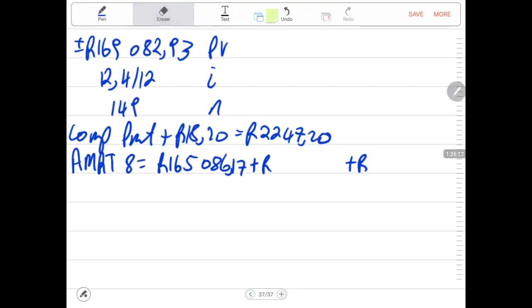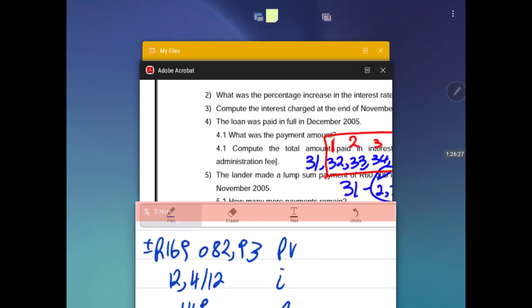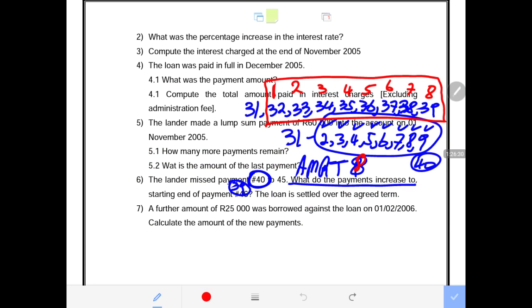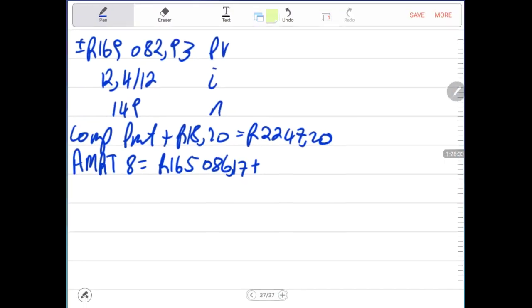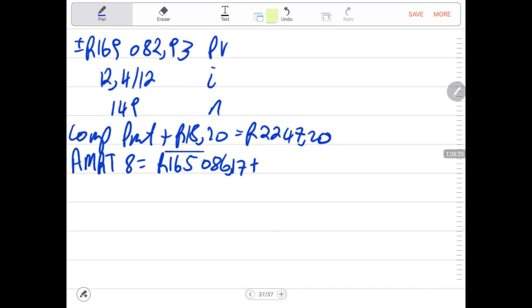We need to accumulate this amount up until the next installment will be taking place, because we know that 40, 41, 42, 43, 44, 45, we missed those payments. So now, meaning we're starting from 40 up to 45 payments were missed. So we can calculate the future value. We take this as the present value, it will still accumulate interest. So plus minus 165,086.17 is our present value.